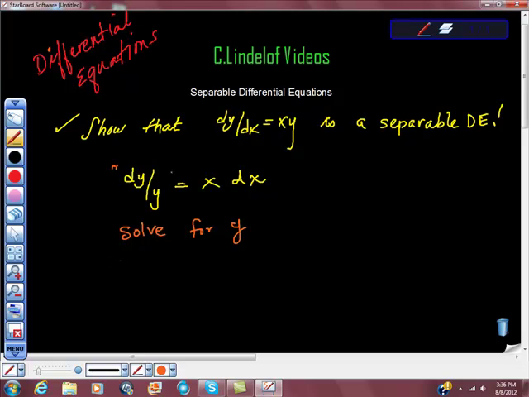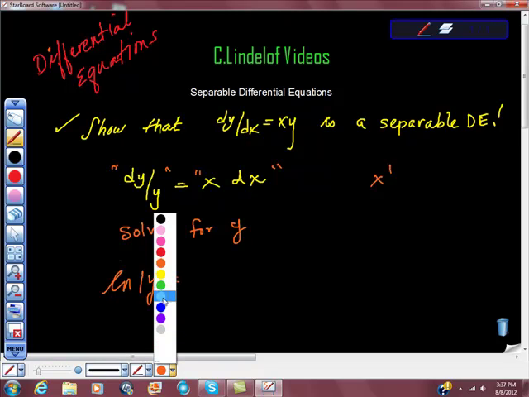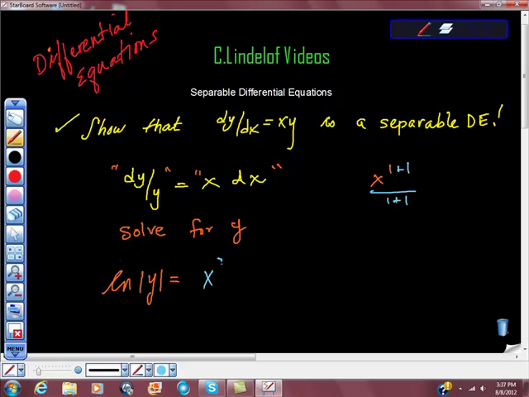The antiderivative of this is ln of absolute y. You have to have that memorized, you guys. If you want, you can go back and look at another video where I prove it, but you have to recognize that ln form. Then I'm going to take the antiderivative of x to the first, which is x to the 1 plus 1 over 1 plus 1, which would give us x squared over 2, wouldn't it?